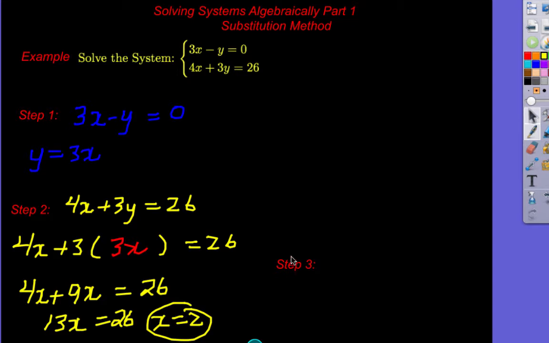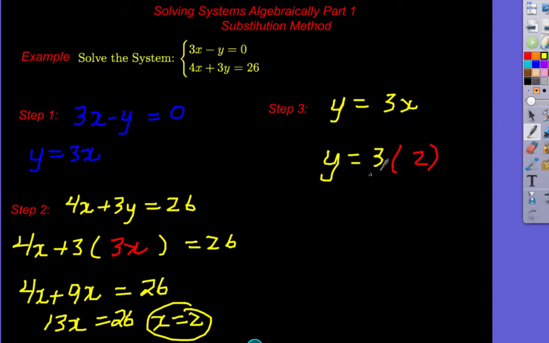Remember, step 3 now, guys, is to take what we found in step 2 and plug it into step 1. So I go back up here, and this is what I got for step 1. So in step 3, I have to plug in what I got in step 2. So y is going to be equal to 3 times what I got in step 2, which is 2. So y equals 6. So our solution here is 2 comma 6.